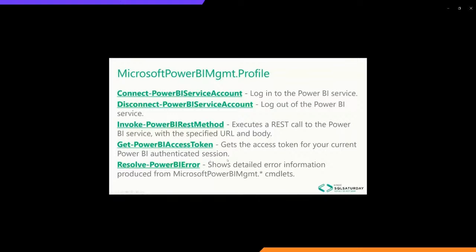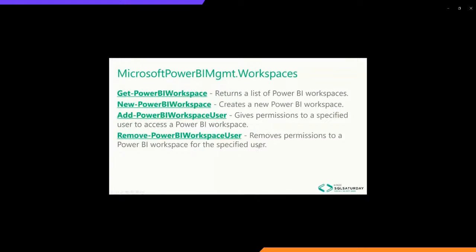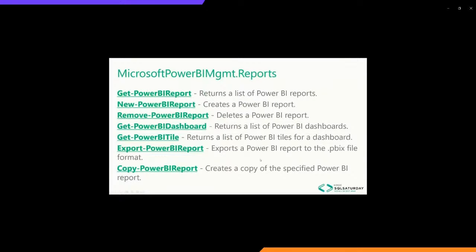And if you want to get some more information about the error that happened, you can use this cmdlet. For workspaces, you can create a new workspace, get information about one or more workspaces that are available, add a user to an existing workspace, and remove users. So you can use this for management purposes to automate the rights management of your tenant.